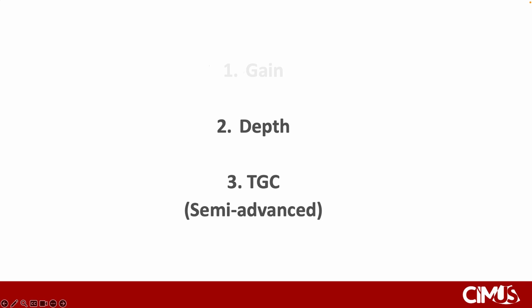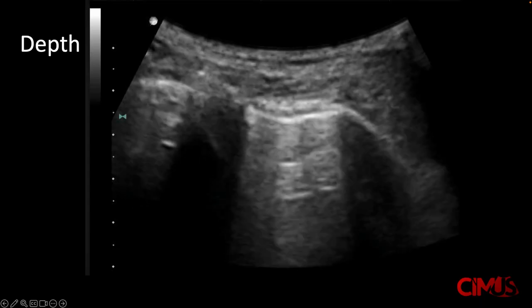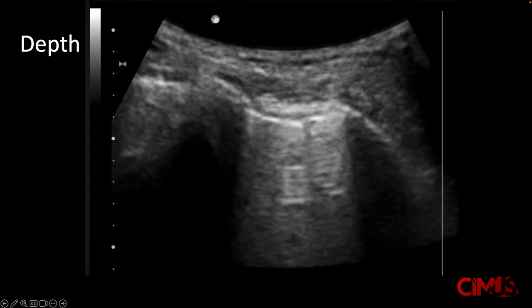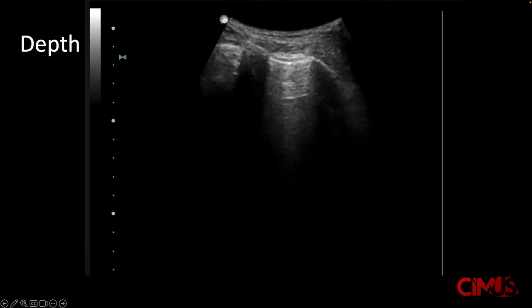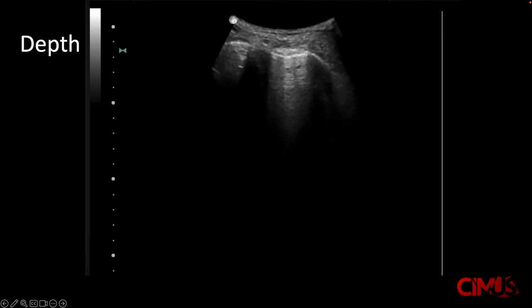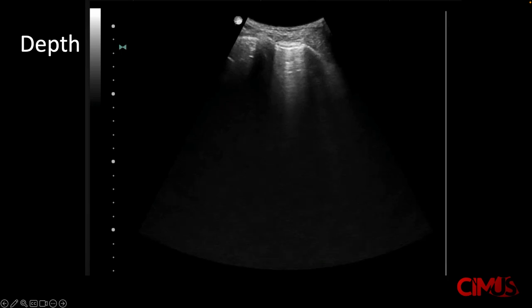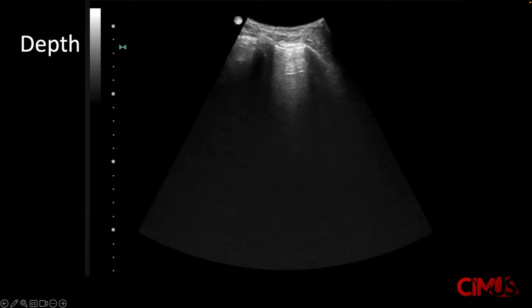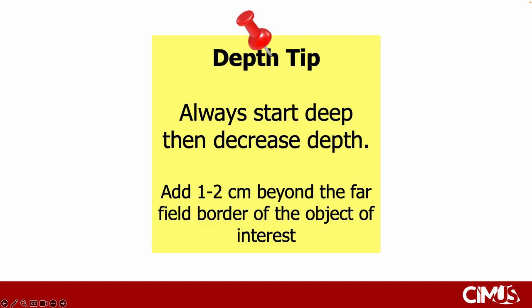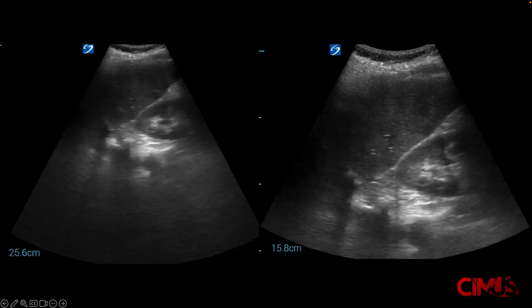The next function you need to know is depth. Depth will make the corresponding image bigger or smaller. As you increase the depth, the structure will look smaller. And as you decrease the depth, the image or the structure will get larger again. In general, you should start deep so that you're not going to be missing far field structures, and then decrease the depth accordingly. Add a centimeter or 2 beyond the lowest border of the structure that you're interested in, so that the structure you need to see isn't hanging out at the very bottom of the screen.